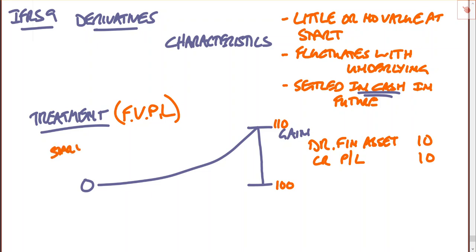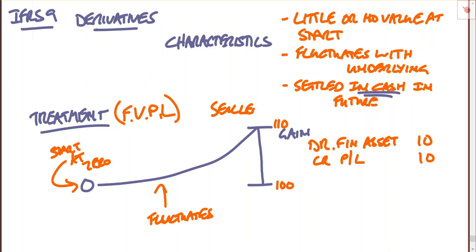You start at zero. It's not worth anything when you bring it into the financial statements. It fluctuates, so it either goes up or it goes down. And then it is going to be settled at the end for a gain or a loss. And the gain or the loss is the difference between when you took it out and when it was settled. If it hasn't been settled yet, well then it's going to be a financial asset or a financial liability until it's actually settled.